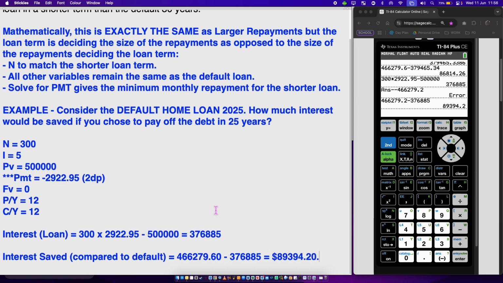So if you're brave enough, if you're rich enough, if you're one of those content creators and you can choose to pay off the loan in much less time, your PMT is going to be a lot higher. We're going to save a lot. That is another strategy that you could do today in the double lesson.